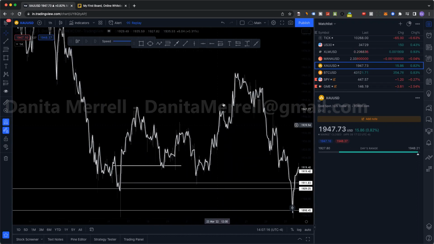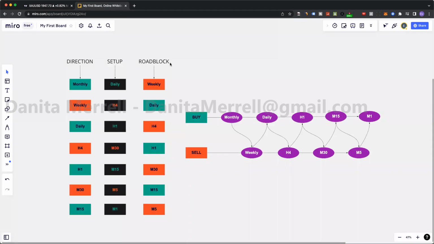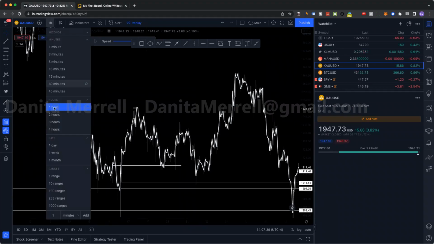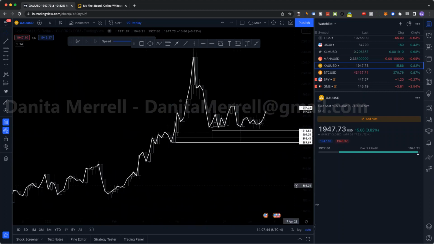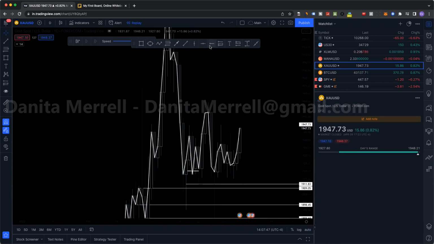Because we understand the market fractally, right? This H1 right here broke the H4. We broke the higher time frame. So from H1, we can take that trade. So H1 from the daily, roadblock H4, targeting our daily.